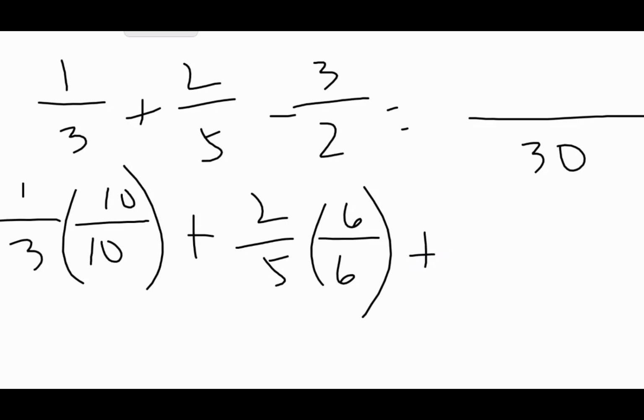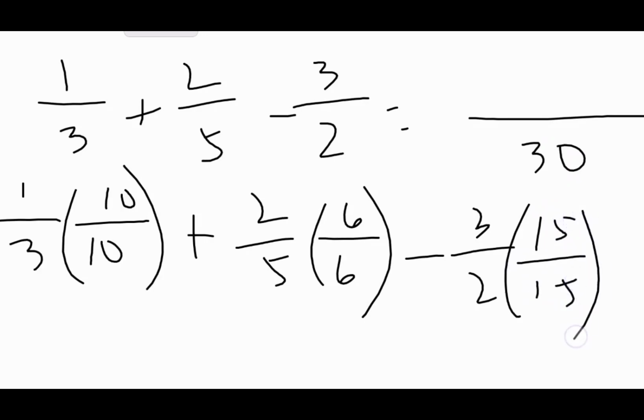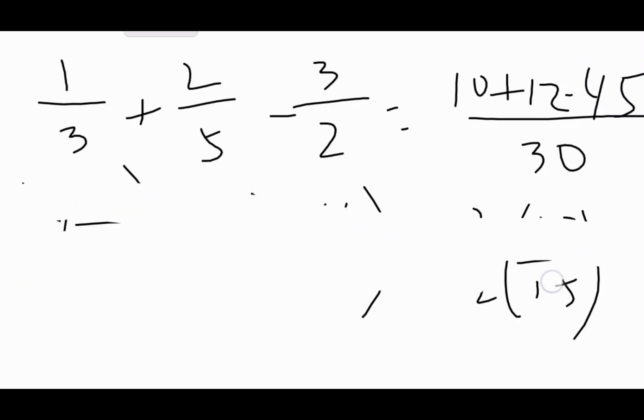Then, sa ikatulo is 15. Kaya 15 times 2 is 30. So, ang imuhang buhaton is multiply ang numerator. First, 1 times 10. That's 10 plus 2 times 6. That's 12 plus 15. No, this is minus. 15 times 3, 45. So, add and subtract.